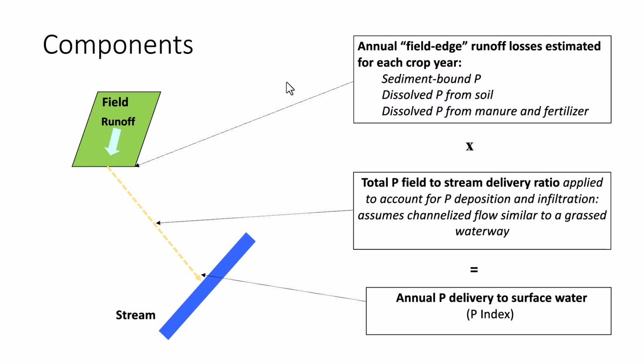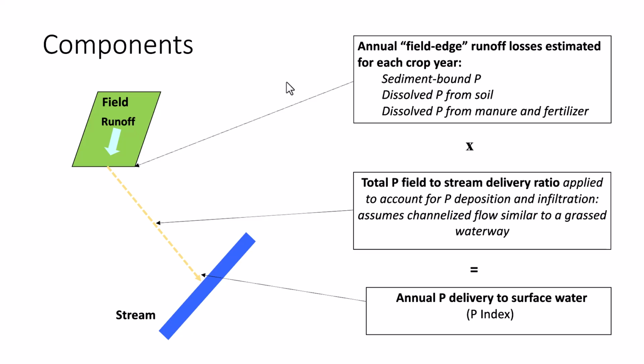Now, when I go through and talk about these different P-index equations, I'm going to break it up into three different pieces. The first two pieces, in fact, are sediment-bound phosphorus and dissolved phosphorus, and those two together comprise the field edge runoff losses that we're calculating in the Wisconsin Phosphorus Index.